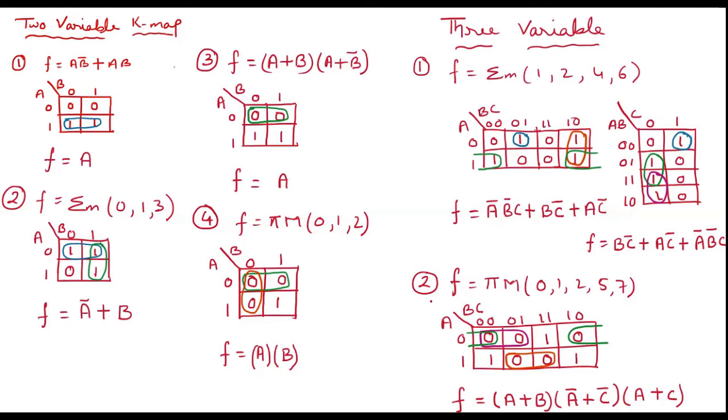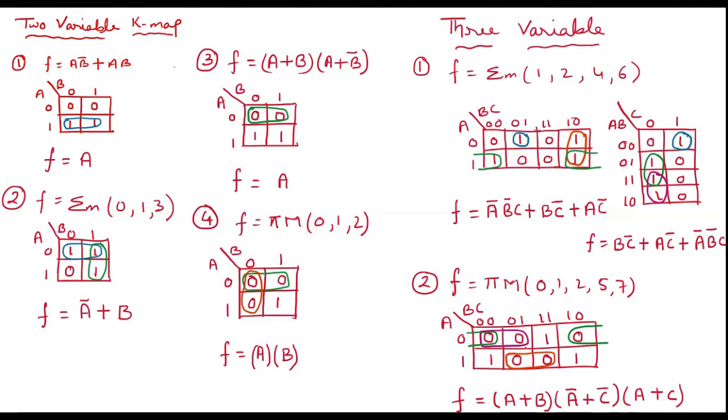Now I am going for the next question, that is pi of m 0 1 2 5 7. Here for these values I have to take zeros, so I have taken zeros over here. And when I am forming the subcubes or the groupings with the rule of octet, quad, pair and single, I am finding that I have one pair over here, one pair, two pairs, and by folding I am getting one more pair. So 3 pairs I am getting over here.